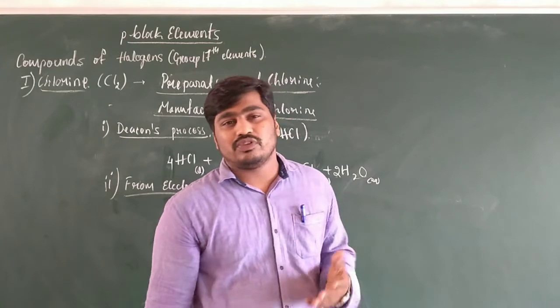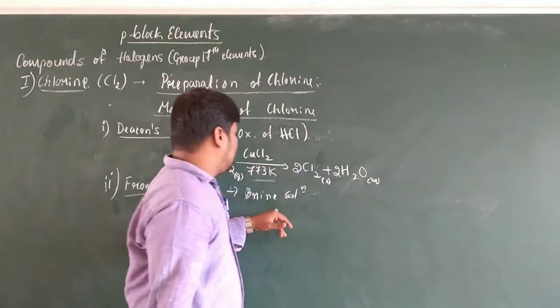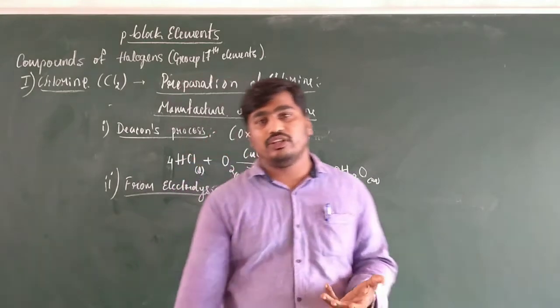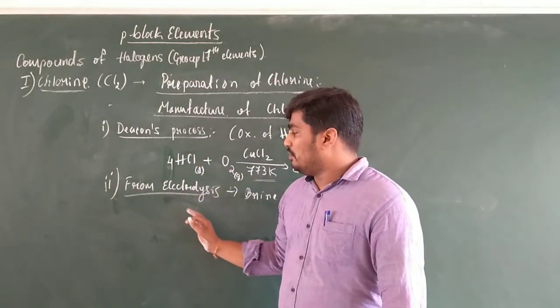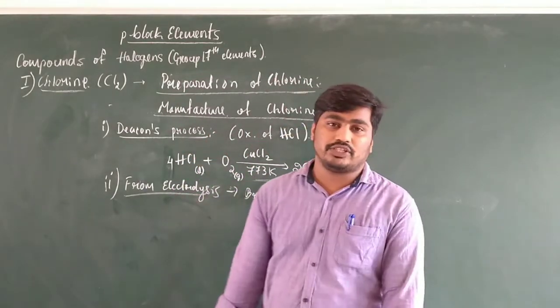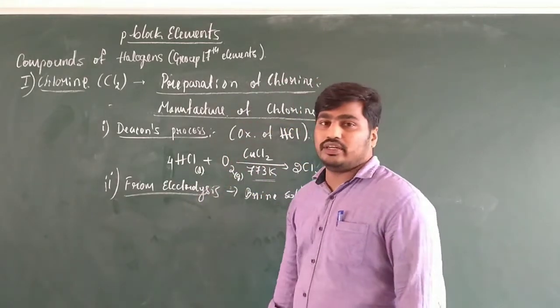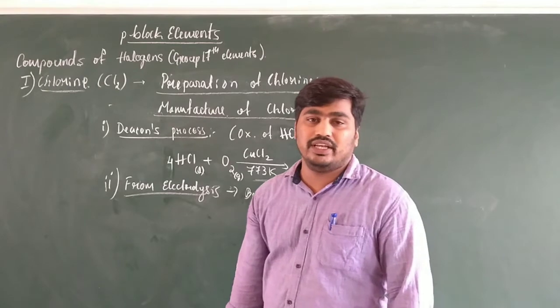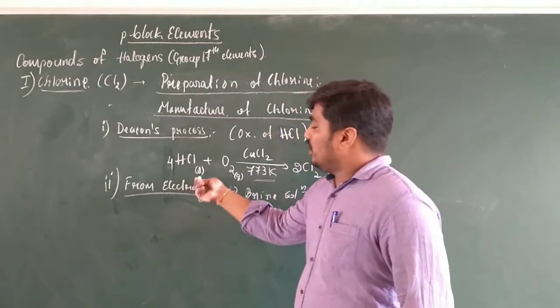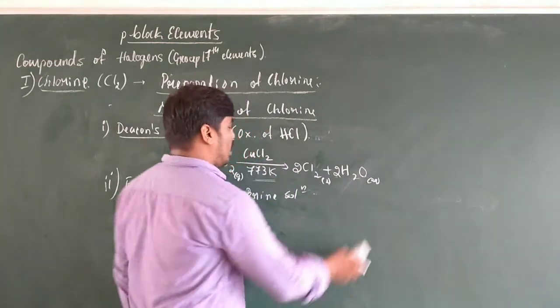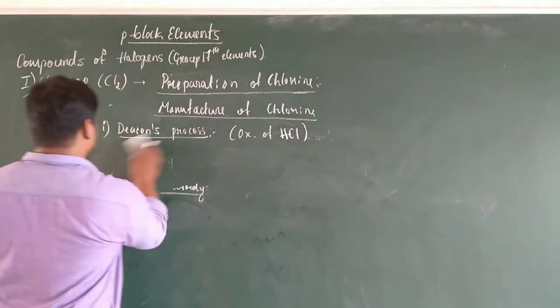This electrolysis process is not much important. You just go through your first year part and you get all the details about the method of manufacture of chlorine. Okay, so the Deacon process is a very important part for your theory exam. The reaction is also very important. It is nothing but oxidation of hydrochloric acid.